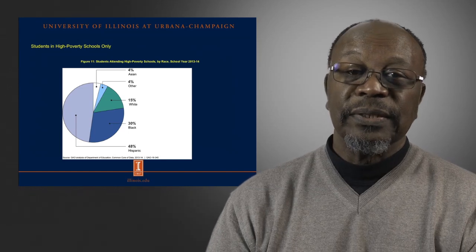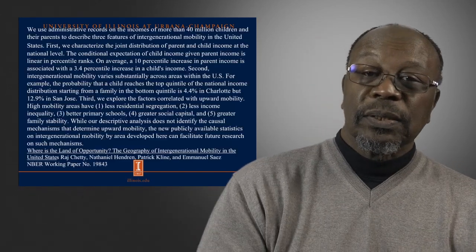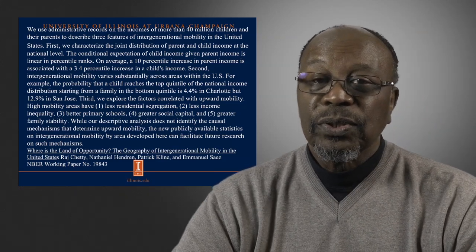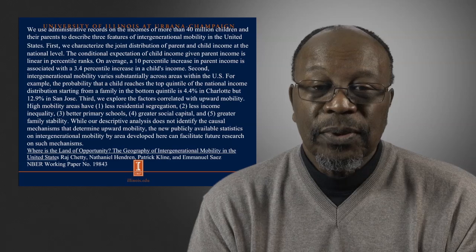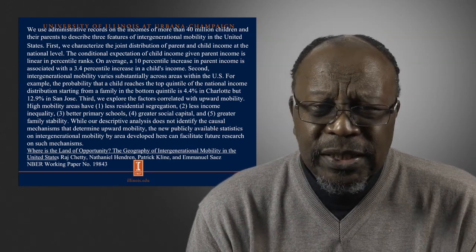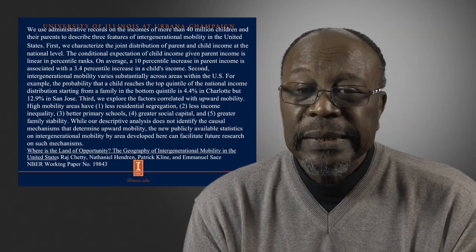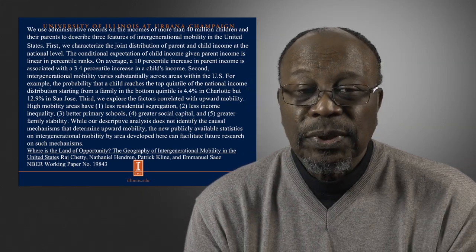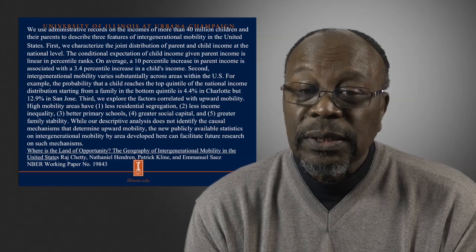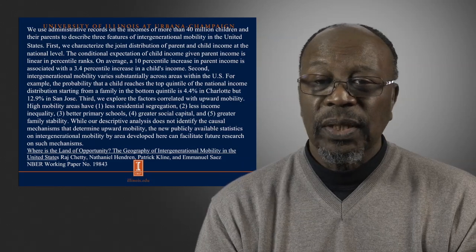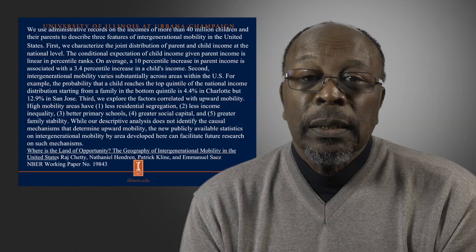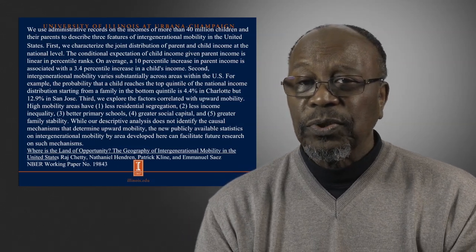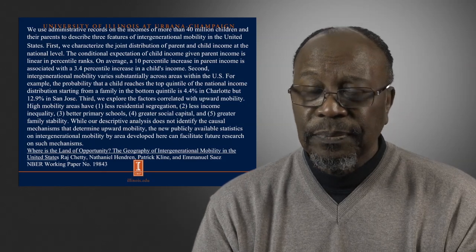year 2013-14. We use administrative records on the incomes of more than 40 million children and their parents to describe 3 features of intergenerational mobility in the United States. This is from work done by an economist and published by the National Bureau of Economic Research. This is from their working papers. I think it's 2015. So looking at the administrative data, first we characterize the joint distribution of parent and child income at the national level.